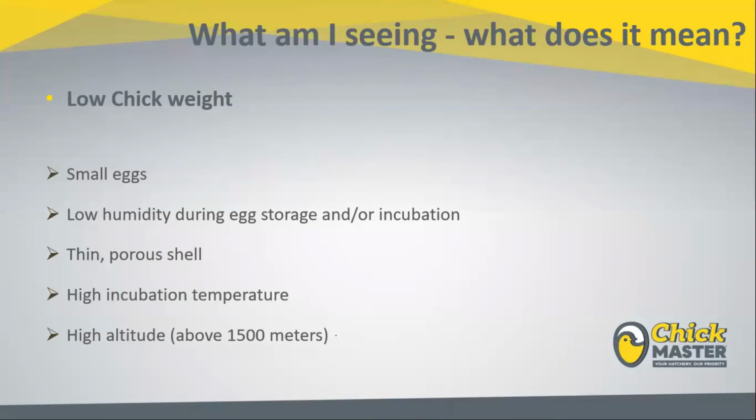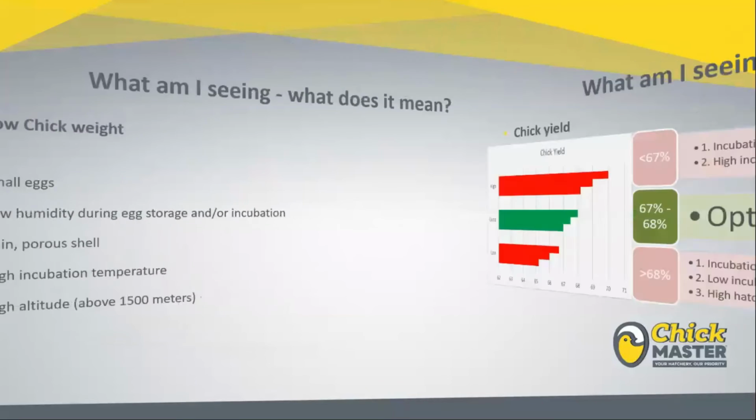High incubation temperatures can also lead to low chick weight, or high altitude, as with high altitude we have a low concentration of oxygen. So the embryo will be forced to use an anaerobic reaction to generate energy. So he will not use the lipids in the yolk to generate energy, but he will use the reserve of glycogen present in his muscles, resulting in the decrease of the muscle mass.